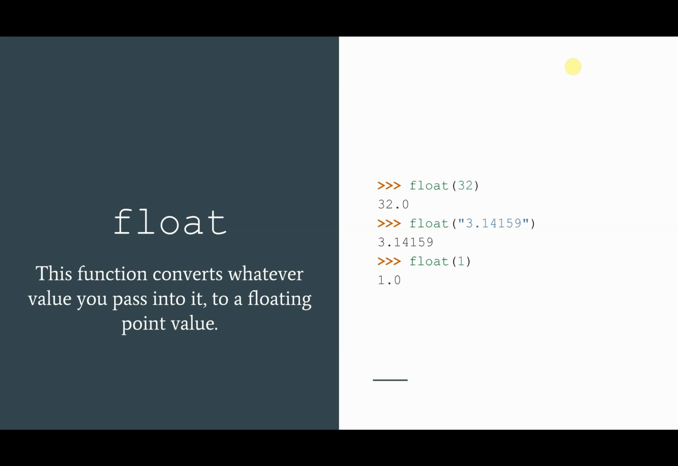Float, kind of similar, converts the inputted value into a float. So we have the integer 32 being passed in, and you can see Python just adds the 0.0 to it. So you get 32.0. We pass in the string 3.14159, and we get the float back 3.14159. And if we pass in the integer 1, we just get 1.0. Python just adds that 0.0 onto it.